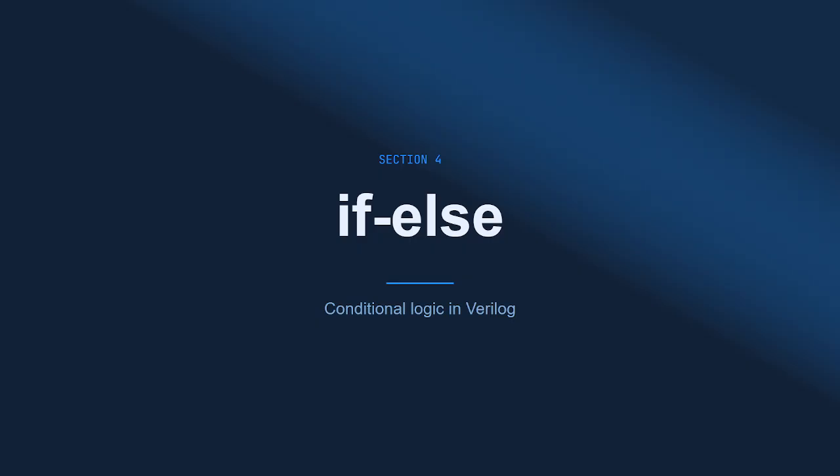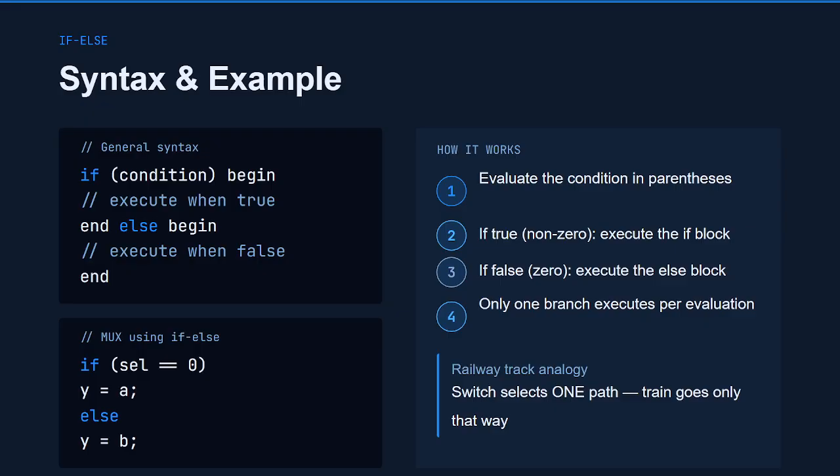Next we are going to look at the if else statement, the if else condition logic in Verilog. If else logic is similar to how we use it in other programs. This is the general syntax of if else: if condition begin, end executes when true. Else begin executes when false.